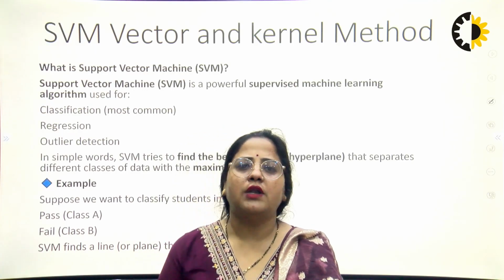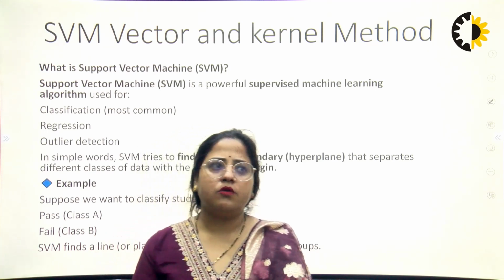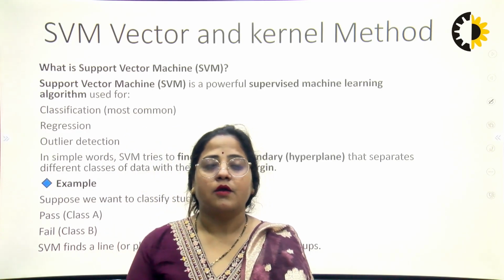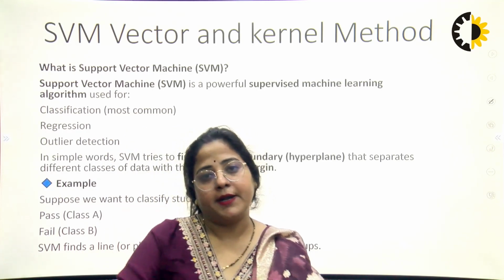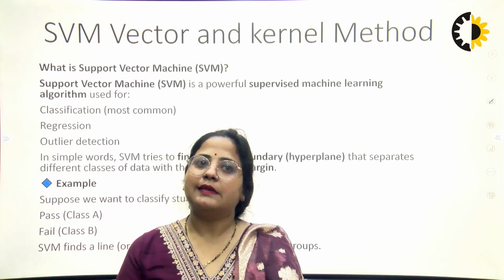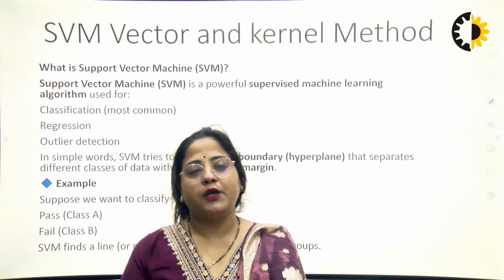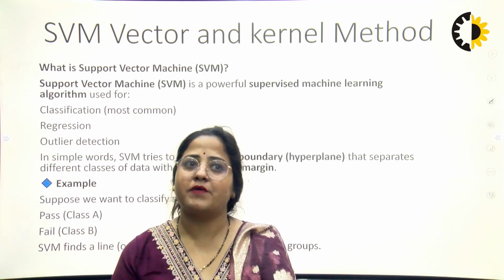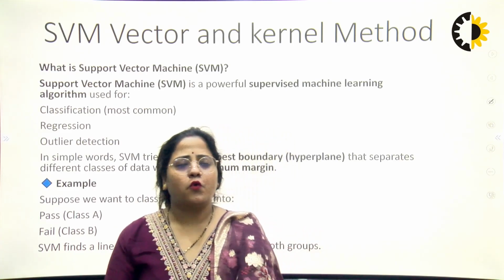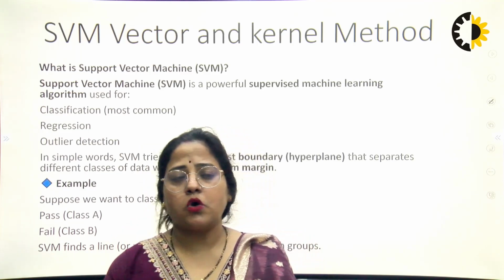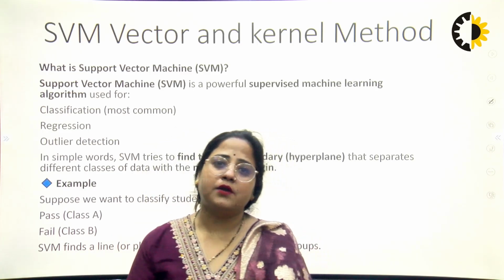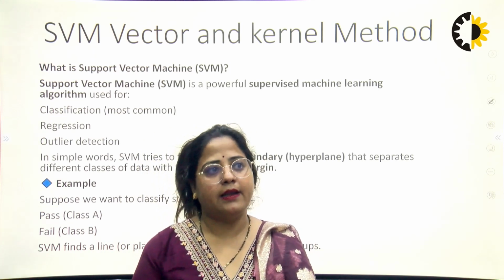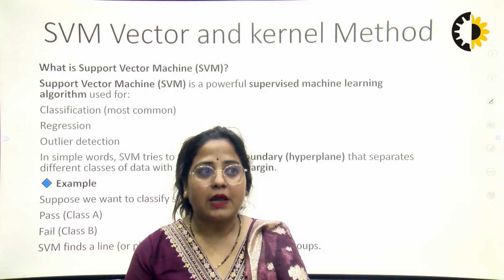Firstly, I will tell you what SVM is. SVM, support vector machine, is a powerful supervised machine learning algorithm. Machine learning is where we use past data to find out future data. Machine learning techniques are classified into two types, supervised and unsupervised techniques. SVM is a powerful part of the supervised machine learning techniques. It is used mainly for classification because it separates our data into different classes.